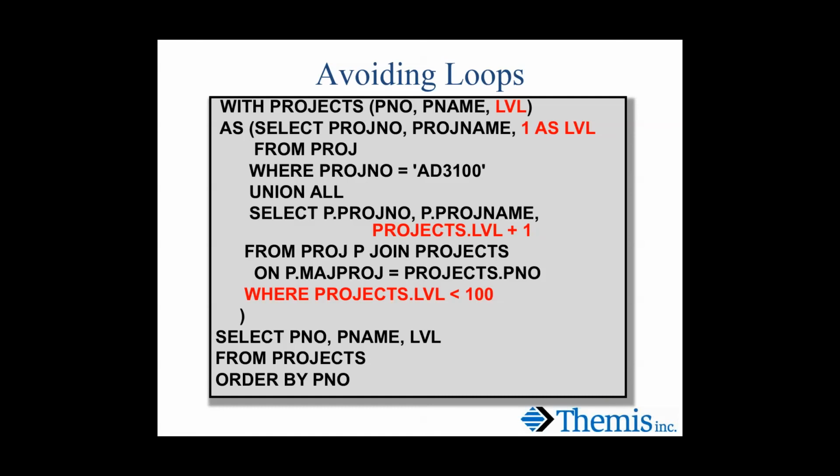And this is number one, so I can see how far from the top I am. But number two, it also allows me to cut off processing if I ever reach a certain number of levels. So I'm adding another column here to the result set called level, I'm just calling it LVL. When I put the priming select in, I'm adding just the number 1. And in the recursive select, I'm adding 1 to that. Right? So it tells me how far from the top I am.